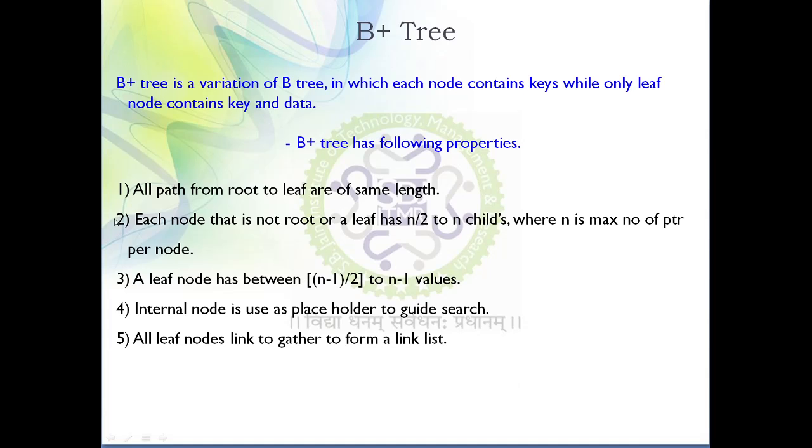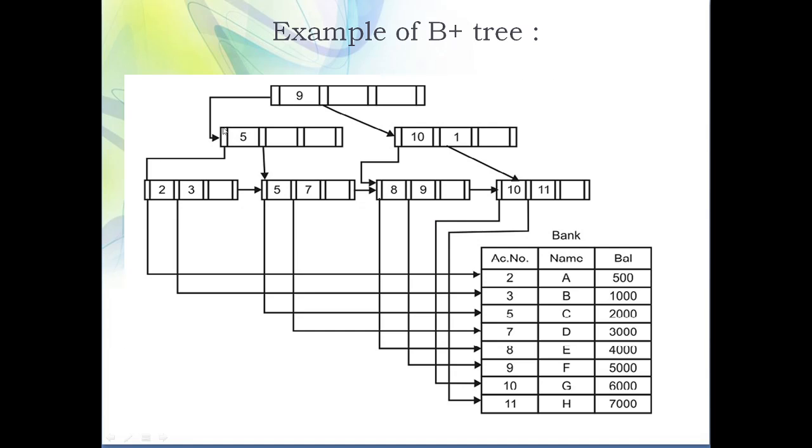Then each node that is not a root or leaf has n/2 to n children. That means we are talking about non-leaf nodes. So in this case it can have n/2 to n number of children. It can have minimum 1 child and maximum how many children? 1, 2, 3, 4. And how many pointers are there? 4. n represents the number of pointers. So this non-leaf node can have a minimum of 1 child and a maximum of n children. So this is this property.